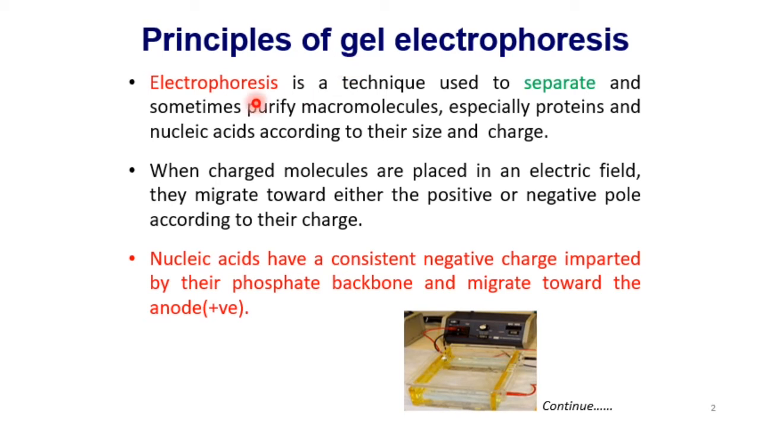This will be done through electrophoresis, which is a technique used to separate macromolecules like protein and nucleic acid according to their size and charge. When such charged molecules are placed in an electric field, they migrate toward either the positive or negative pole according to their charge. And because nucleic acids are always negatively charged because of their phosphate backbone, they always migrate toward the positive pole.